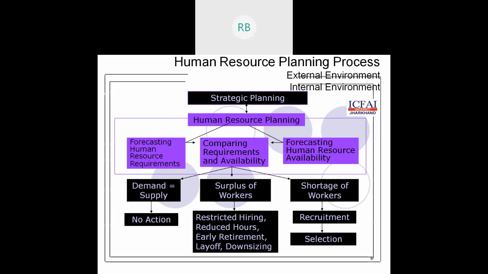That you can see is divided. Comparing requirement and availability, the middle point you're seeing in the slide, is divided into three. First, human resource planning is divided into two first. Then we have to compare forecasting and availability. You are seeing the arrows?